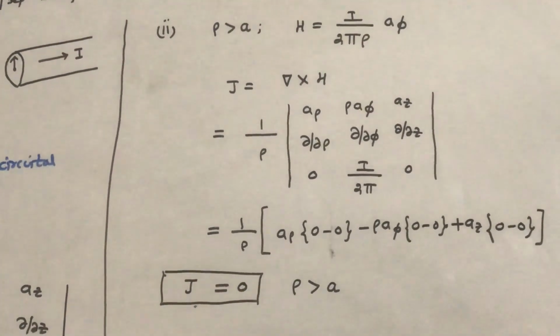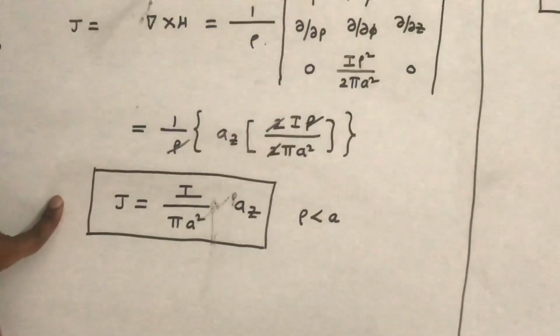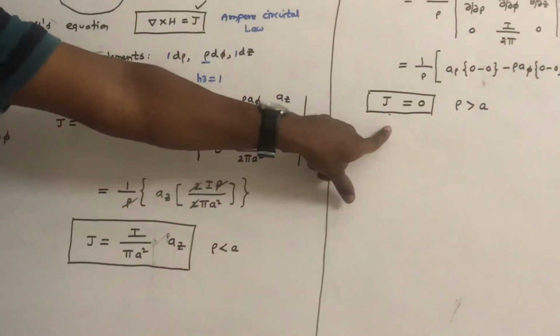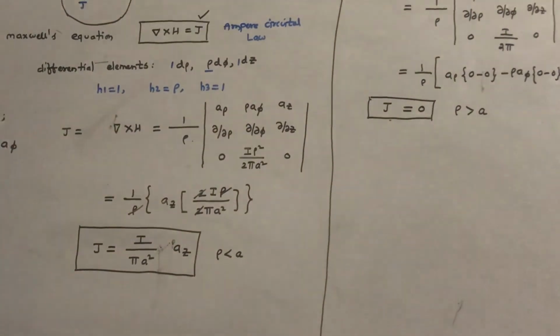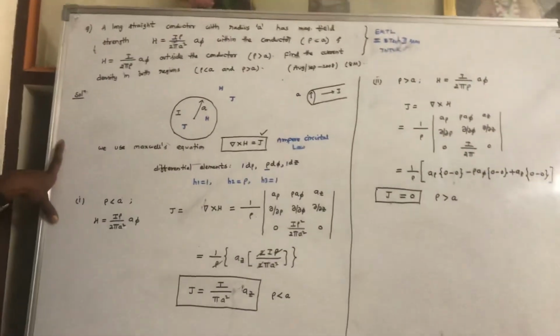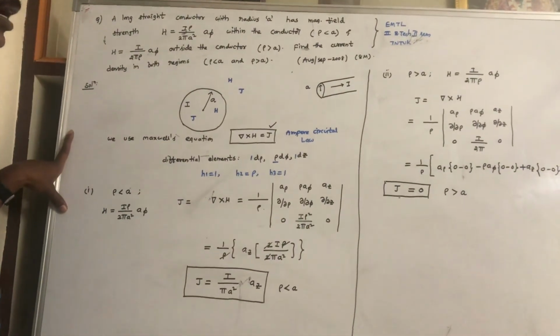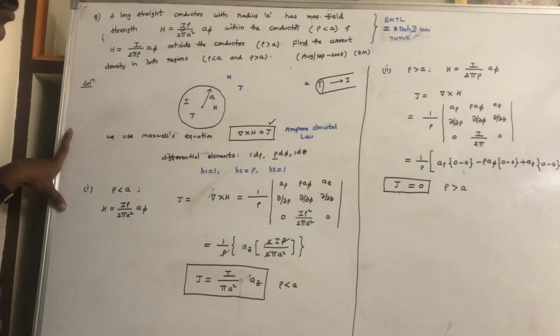So the current density inside the conductor is I by pi a square a_z. The current density outside the conductor is 0. This is the answer you have to write in the examination to get full marks. Very simple question. Thank you.